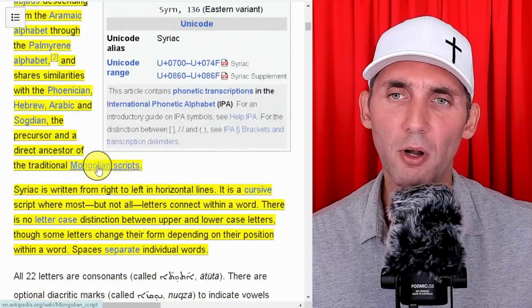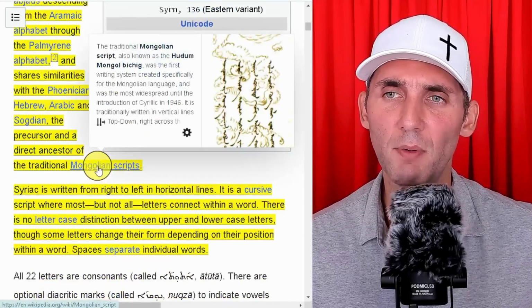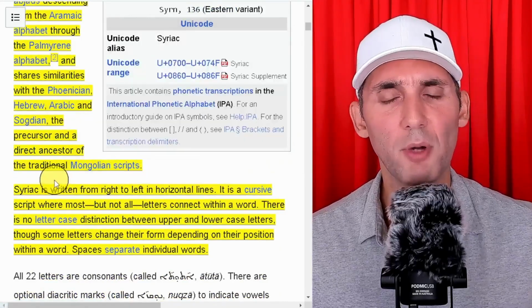Syriac, Mongolian. I've never seen Mongolian. That's kind of interesting. They write vertically. That's cool. I've never seen Mongolian script before.